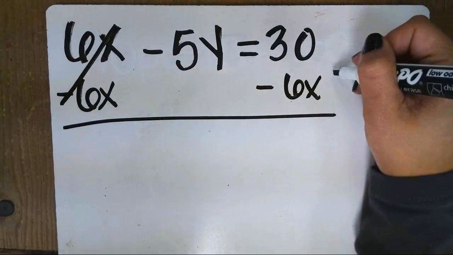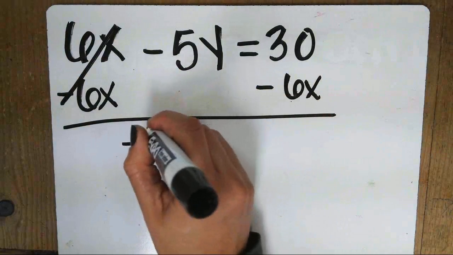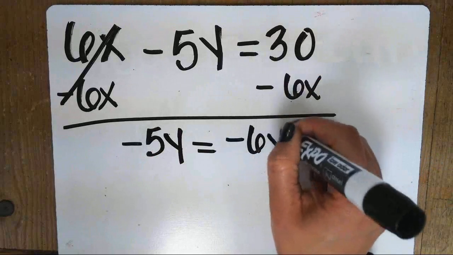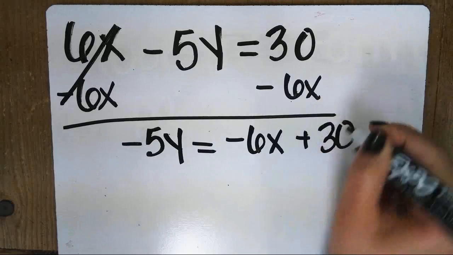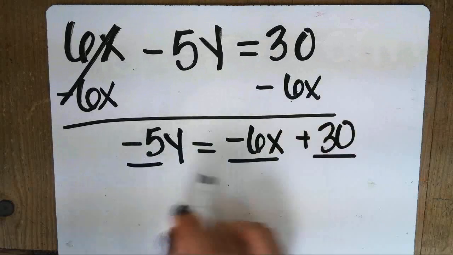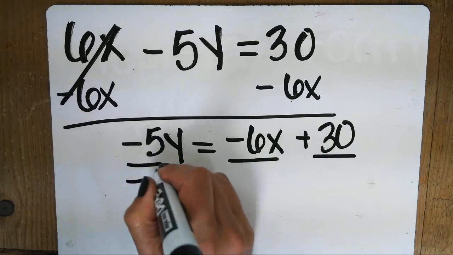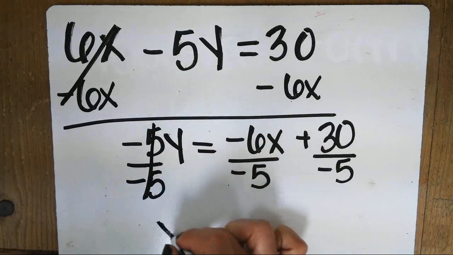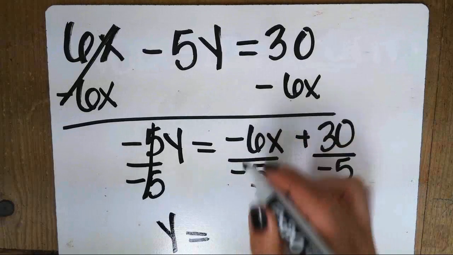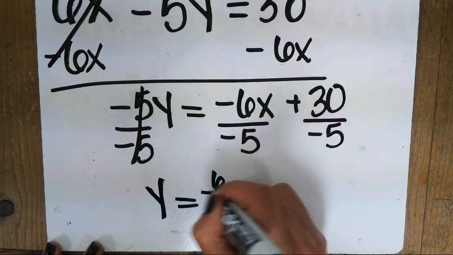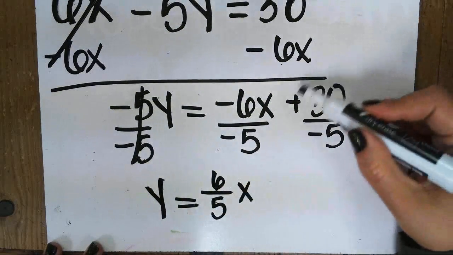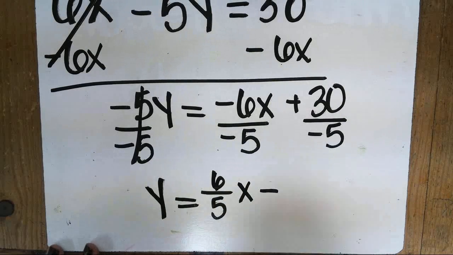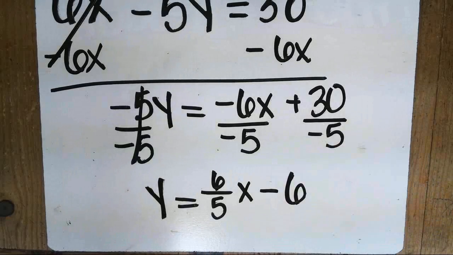These are not like terms, so I cannot put those together. So I'm left with negative 5y equals negative 6x plus 30. And then divide everything by 5 so that I get this y by itself. I'm going to divide by negative 5. So I have y equals positive 6 over 5x. And then I have minus, and 30 divided by negative 5 gives me negative 6.